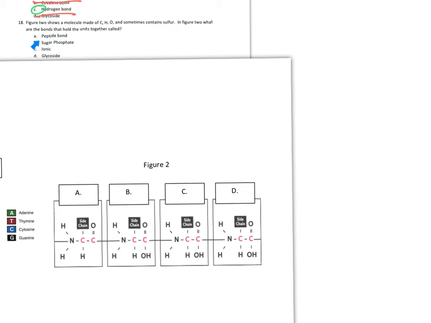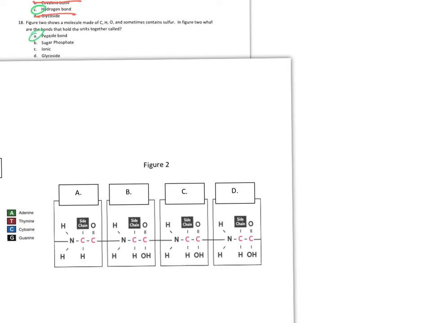So here you have peptide, at least in a living system. What's the bond that holds the units together? This is one unit, another, A, B, C, D are units. What's holding A, B, C, D together? What's this called? Peptide bonds. So the answer is peptide bonds.